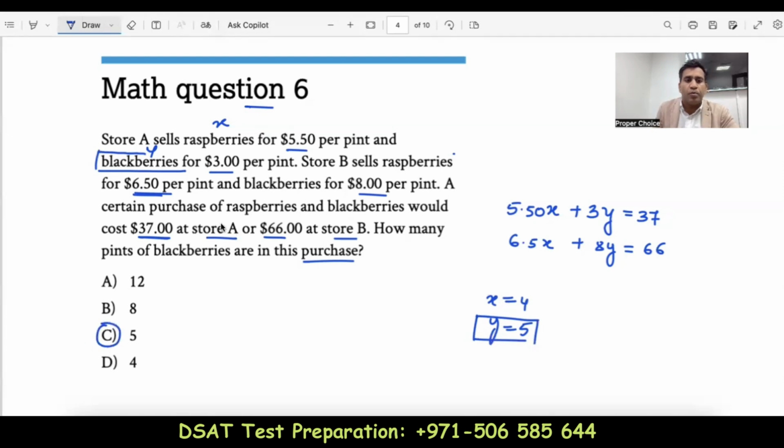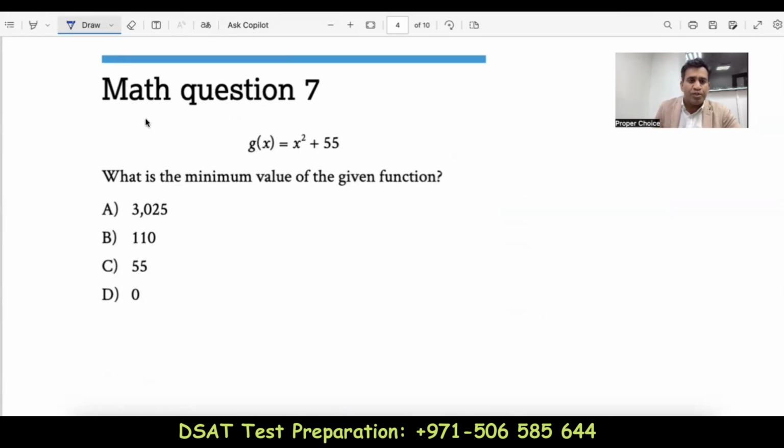If they ask you the question, how many pints of raspberries? It's supposed to be 4 because that's what we assigned as X. So here we are asked to calculate the blackberries. So C is the right answer here. Let's work on question number 7.